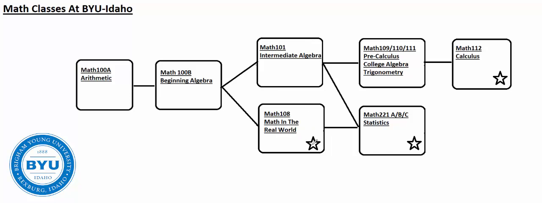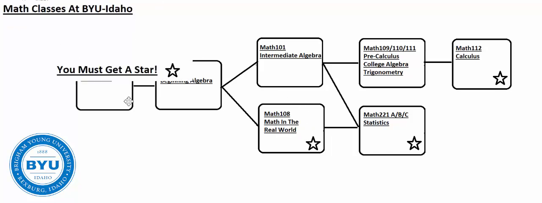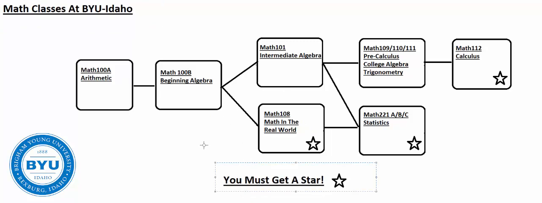Now, notice this class has a star. During your time here at BYU-Idaho, you must get at least one star. Star means that it's a general education requirement. So as you're planning your math courses, make sure that you get at least one star while you are here on campus.